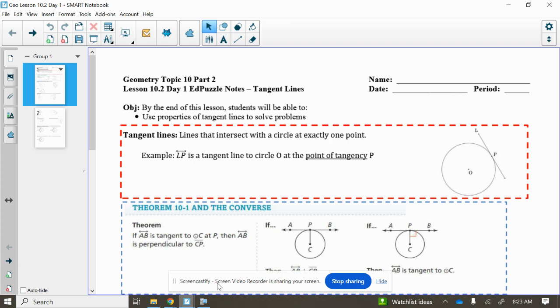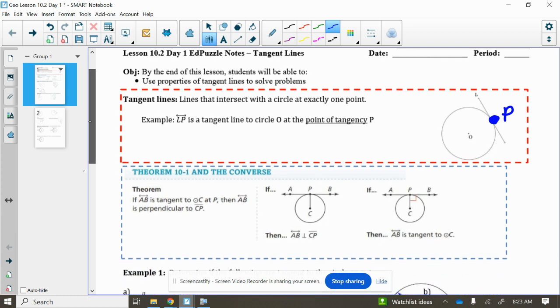Today we are going to talk about tangent lines to our circle. A tangent line is a line that will intersect our circle on the outside at exactly 1 point. So if we see in this example over here, we have this line LP that is touching our circle at exactly 1 point, which we call the point of tangency, and that's happening at point P.